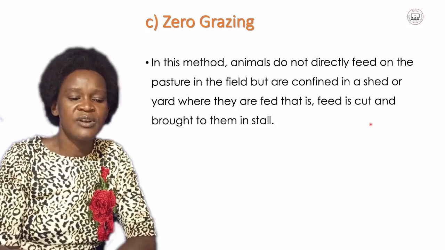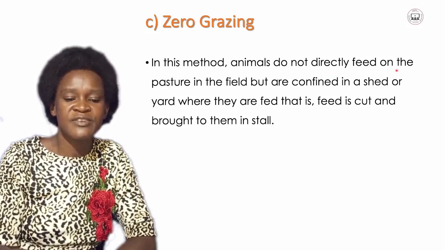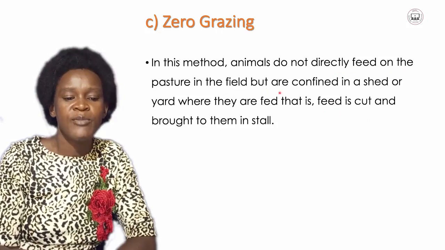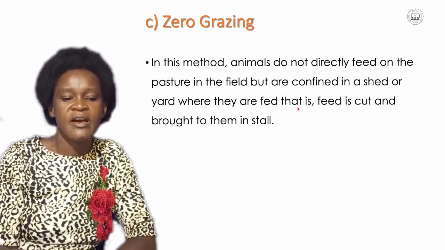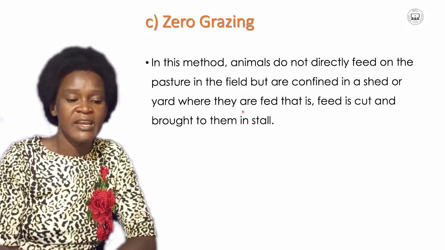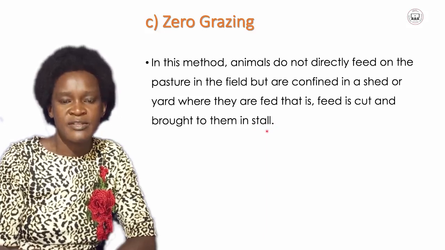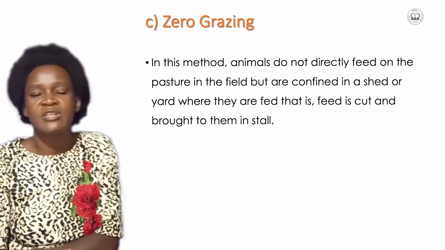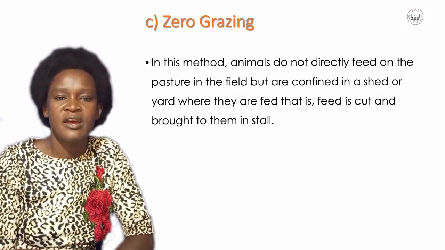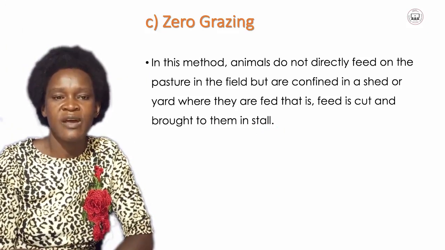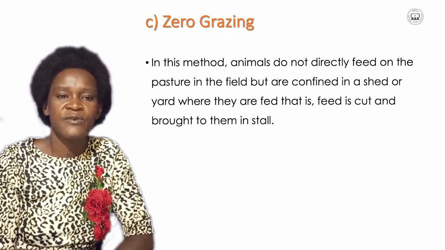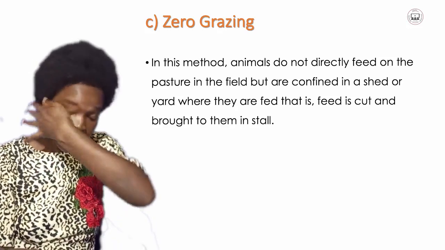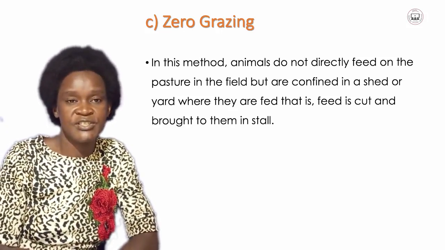Then we have zero grazing. This is just the method whereby the animals do not directly feed on the pasture in the field, but rather they are just confined in a shed or yard where they are fed. That is, feed is cut and brought to them in a store. So zero grazing animals are not allowed to go to the field and graze on the land directly, but rather the farmer is the one who will harvest the fodder and provide the fodder to the animals in their shed or in their corral.